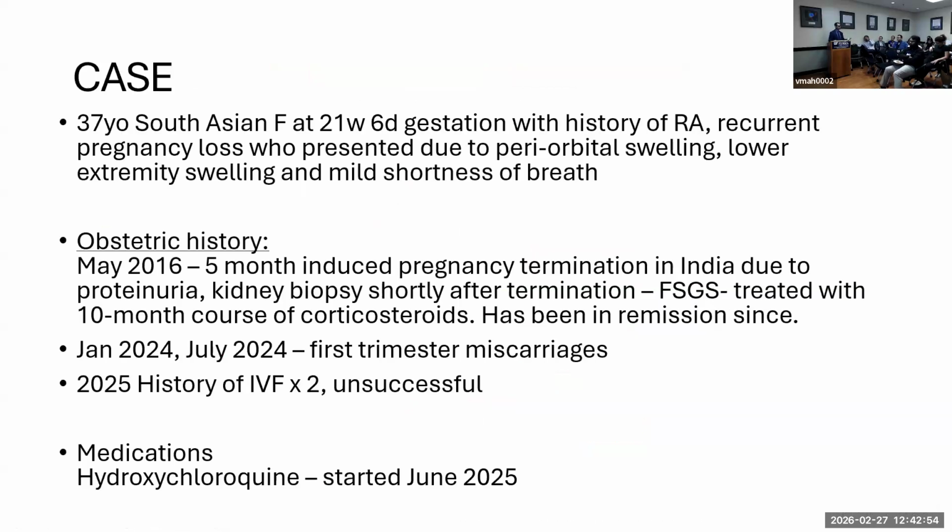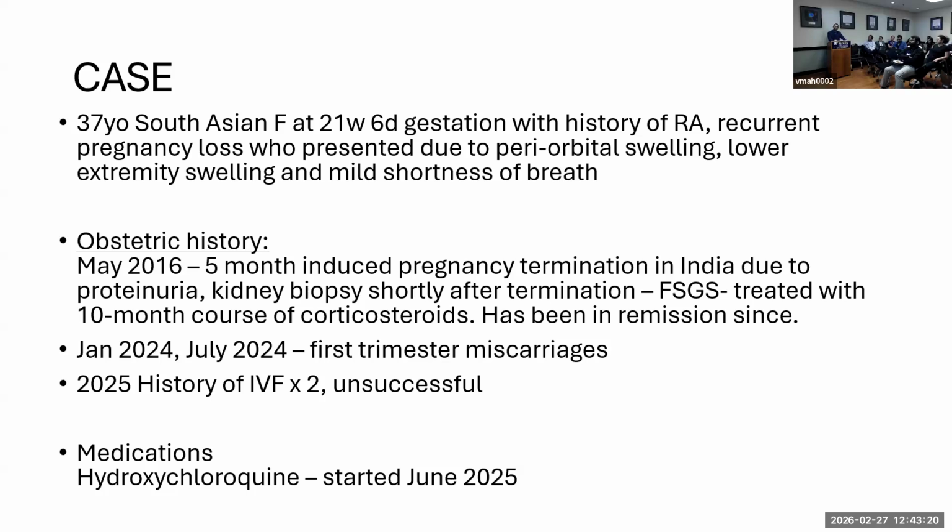So just to end my talk, I wanted to bring up the case that I had, which is in progress. This is a 37-year-old South Asian female. She was at 21 weeks, 6 days gestation when we were consulted. She had a history of rheumatoid arthritis and recurrent pregnancy loss, and she came in due to periorbital swelling, lower extremity swelling, as well as some shortness of breath.